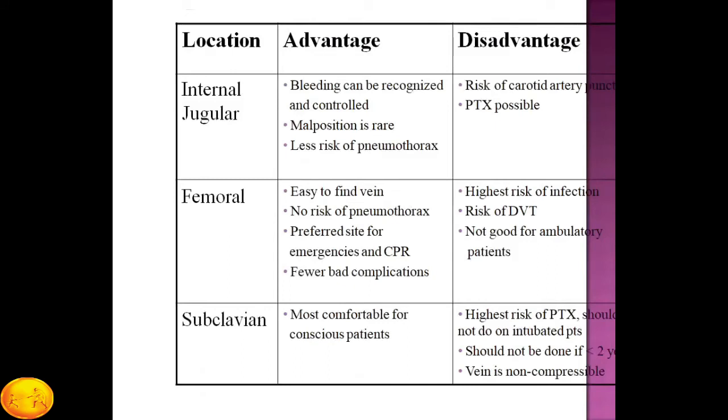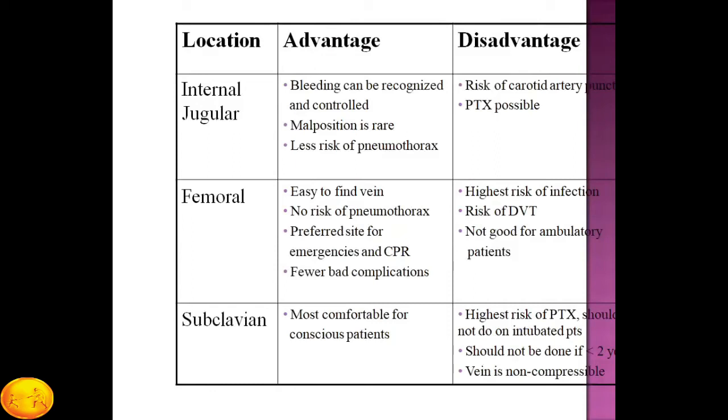So these are the pictorial steps of how to put it. First you have to clean the skin, then needle puncture, then put the guide wire. After the guide wire you introduce your sheath, dilate it, and then put your catheter. Now there are sites: the radial artery and femoral artery are the two sites which we commonly use for arterial pressure monitoring. For central venous pressure monitoring also there are three sites: internal jugular vein, femoral vein and subclavian vein.